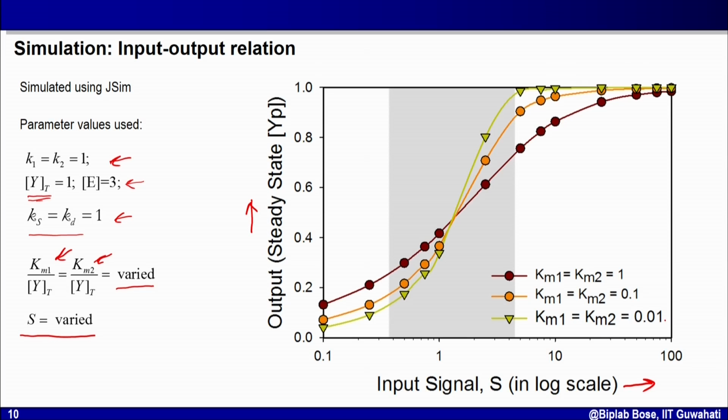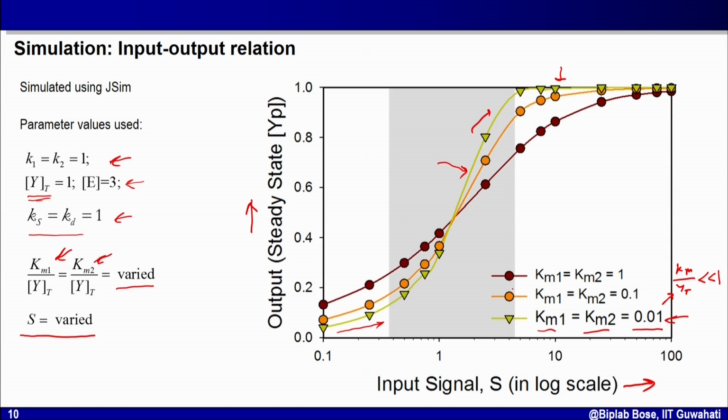Consider these greenish data, where Km1 and Km2 are very small with respect to 1. So that means in this case, the Michaelis-Menten constant by Yt is much smaller than 1 because Yt is 1. So in that case, I have a sigmoidal behavior, with a saturation here.